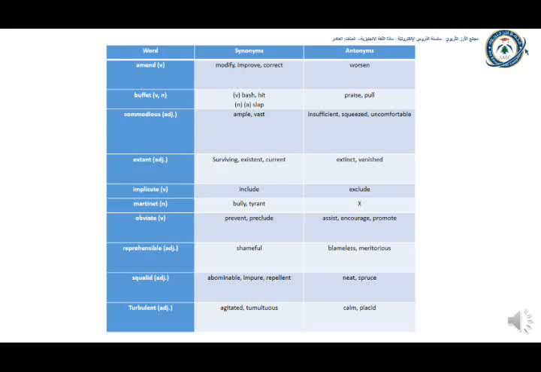Reprehensible is an adjective, which means shameful, and the antonyms of reprehensible are blameless, meritorious. Squalid is an adjective that means abominable, impure, repellent. The antonyms of squalid are neat or spruce. And finally, turbulent is an adjective. Its synonyms are agitated, tumultuous, and its antonyms are calm or placid.